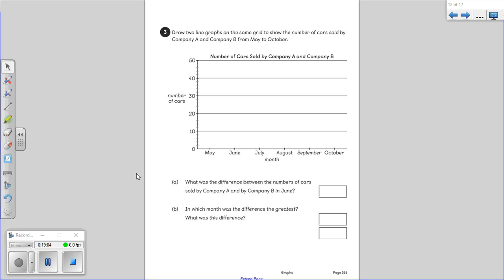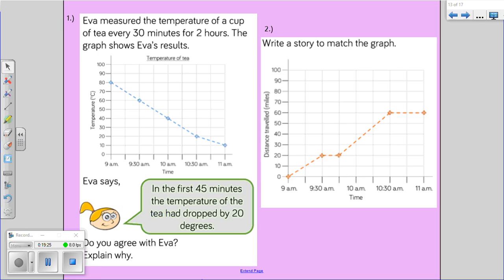So just like we did on the guided practice, plot your points. You might want to use 2 separate colours so it clearly stands out which company is which, and then answer these questions at the bottom. Remember, if we're looking at the difference, we need to subtract those 2 amounts away from each other. When you finish your worksheet, you can have a go at the extension questions. There's 2 here for you to do. Okay, so have a go, pause the video, and then come back for the answers.